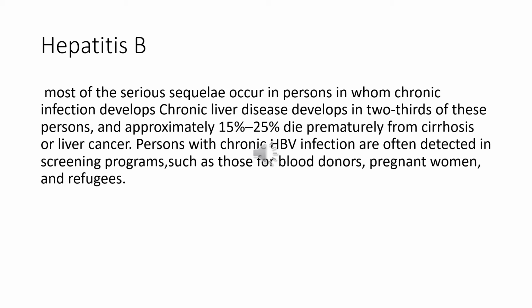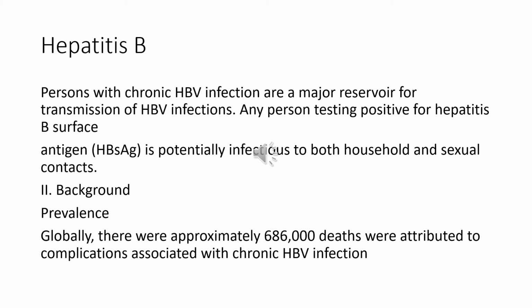Persons with chronic hepatitis virus infection are often detected in screening programs such as those for blood donors, pregnant women, and refugees. Persons with chronic hepatitis virus infection are a major reservoir for transmission of the infection. Any person testing positive for hepatitis B surface antigen (HBs antigen) is potentially infectious to both household and sexual contacts.